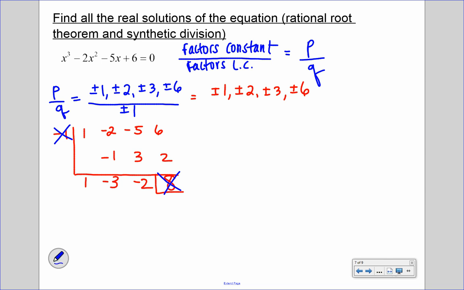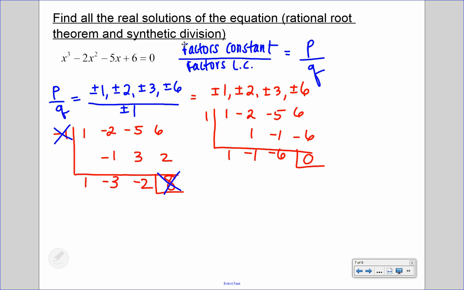So I'm going to move on to 1. I'm going to see if 1 is a solution. So let's do 1, negative 2, negative 5, 6. And our remainder is 0. So that means 1 is a solution.